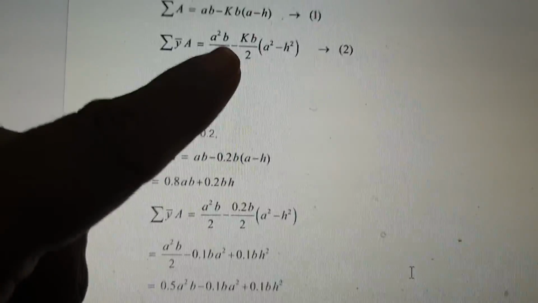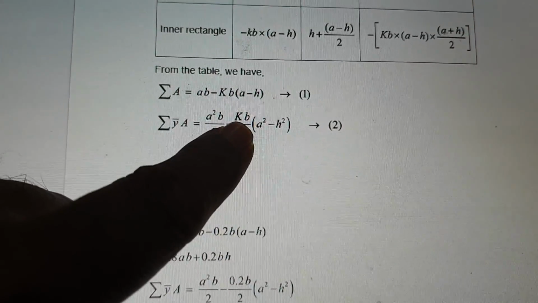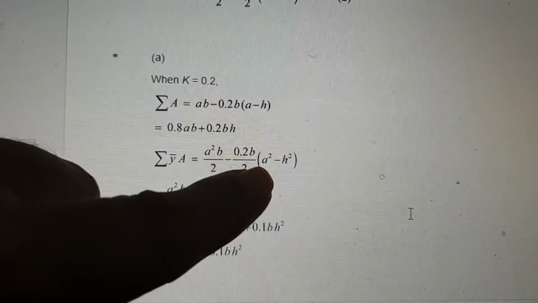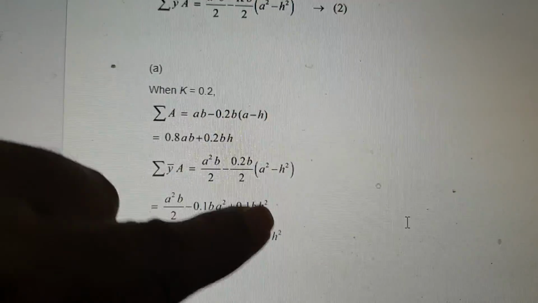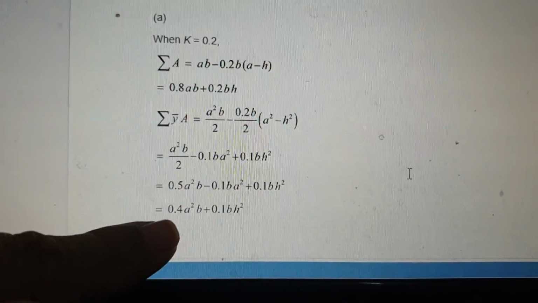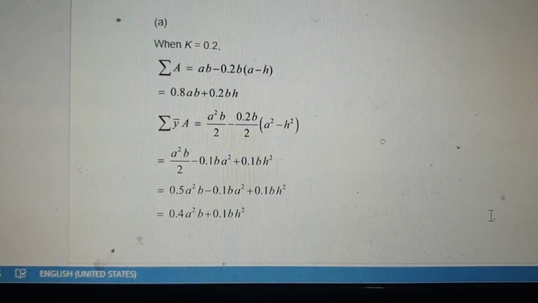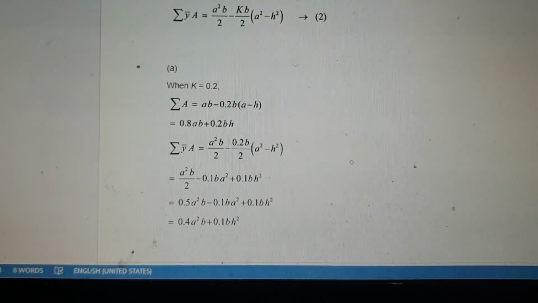We'll do the same thing for the second equation. Just put 0.2 here. If you rearrange the whole equation, you will end up with an equation like this: 0.4 A squared B plus 0.1 BH squared. Okay.